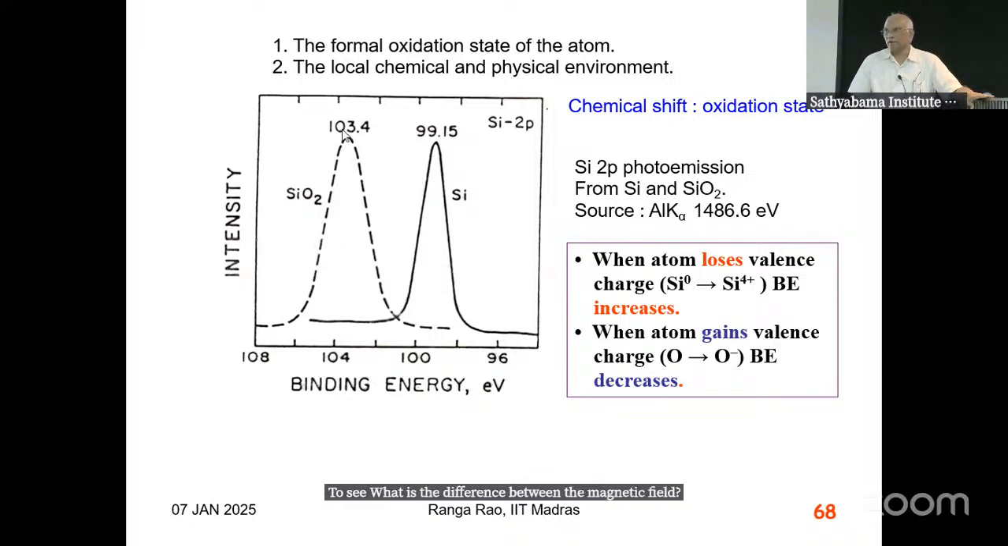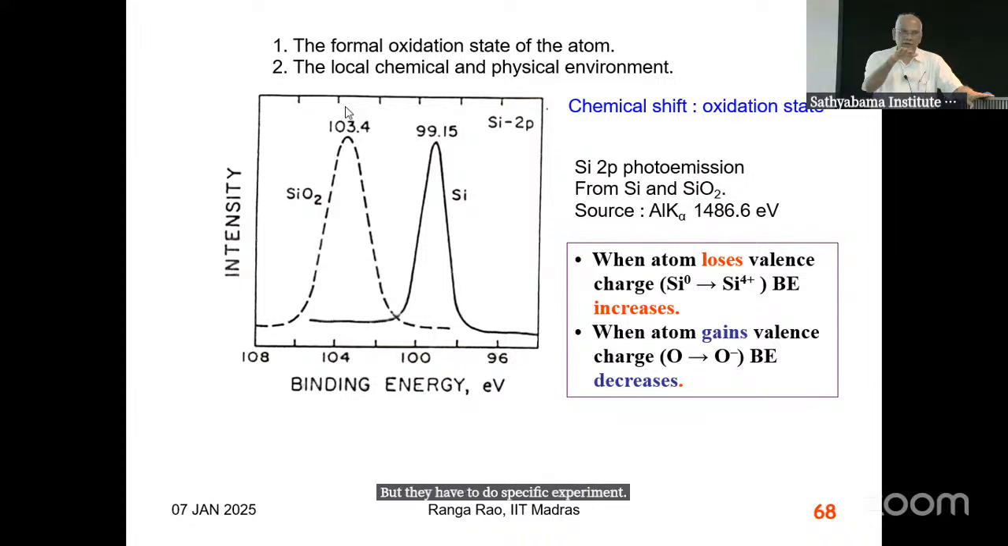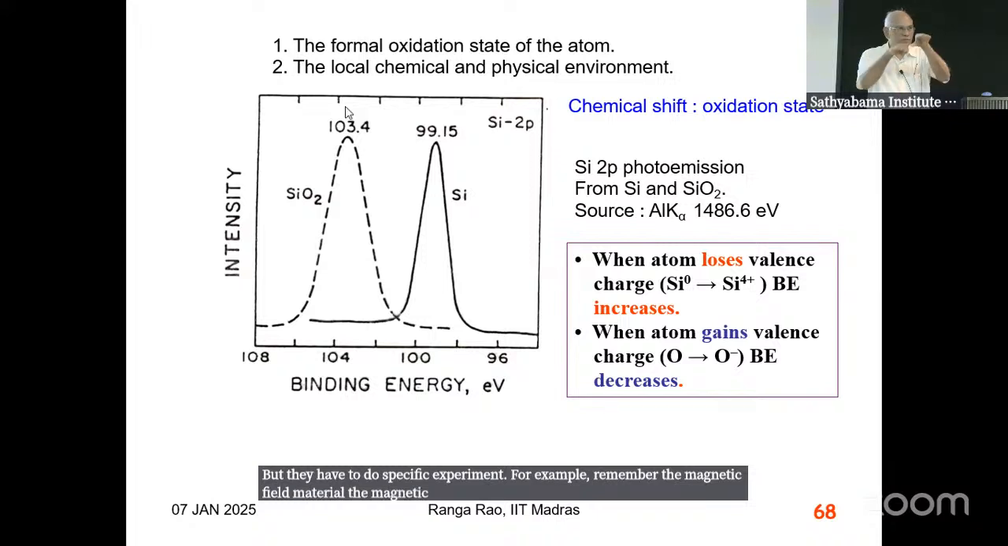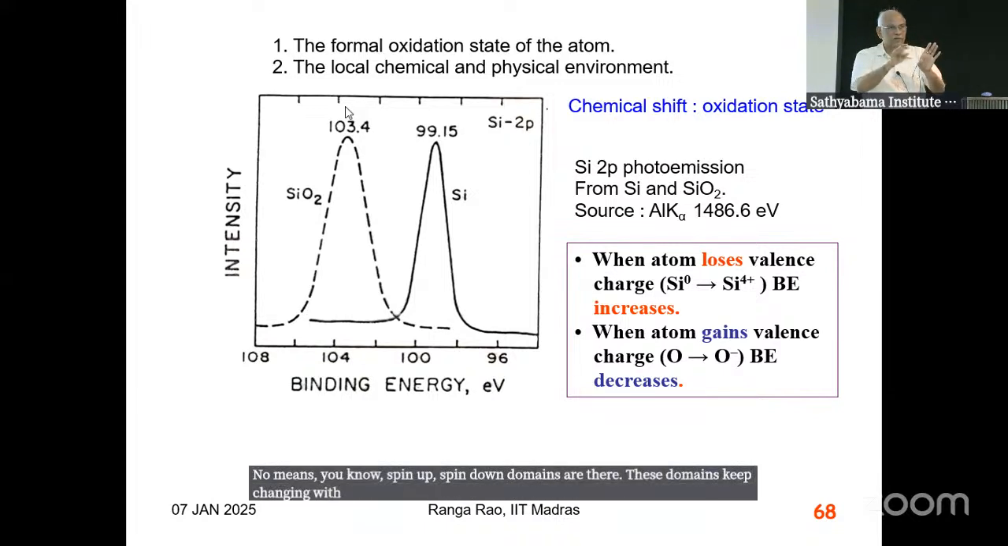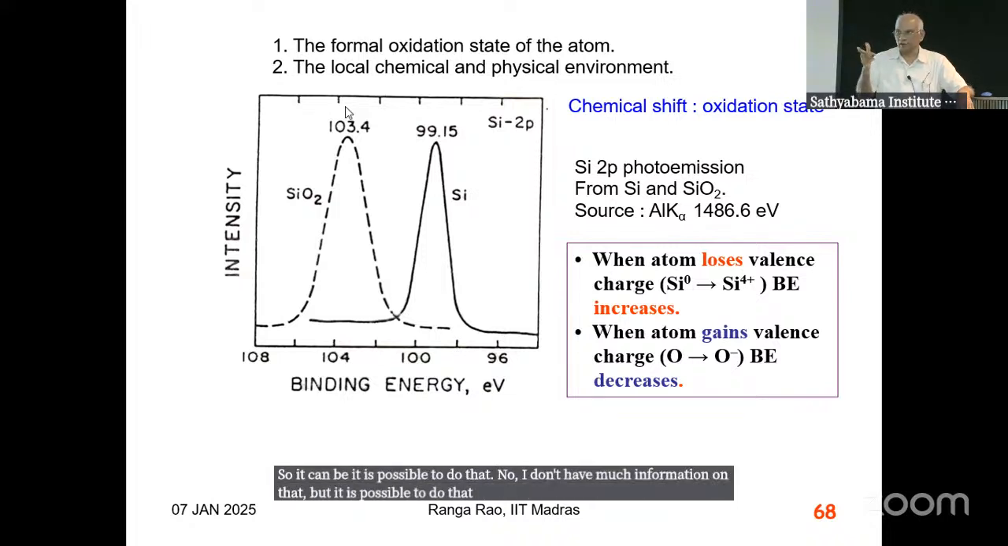So people try to do that. There are cases where they have been able to say the magnetic effect can be analyzed using XPS, but they have to do a specific experiment. For example, in magnetic materials, the magnetic domains are there, and the domains will keep changing. Domains means spin up, spin down domains. These domains keep changing with temperature and other conditions. So it is possible to do that. Right now, I don't have much information on that, but it is possible. Okay, I'll include a few slides next time.